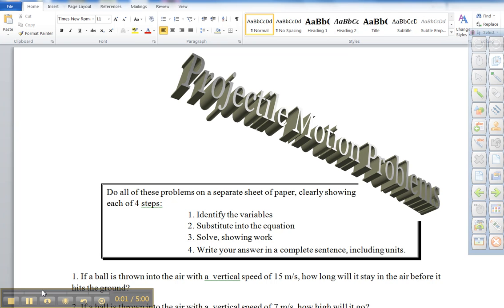Welcome to the worksheet on projectile motion problems. I think what you really should do is try and solve these yourself first and then listen to my discussion.